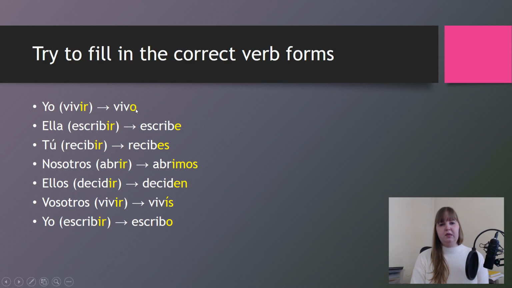Yo vivo means I live. Ella escribe means she writes. Tú recibes means you receive. Nosotros abrimos means we open. Ellos deciden means they decide. Vosotros vivís means you live. Yo escribo means I write.